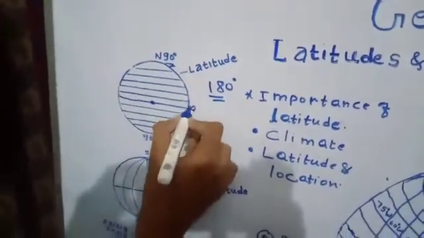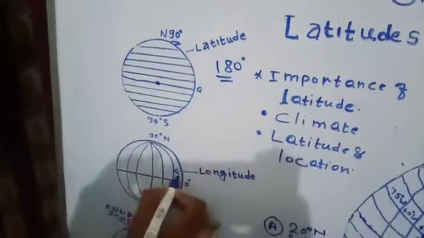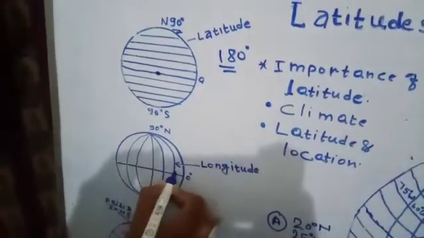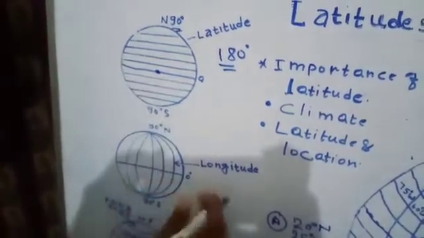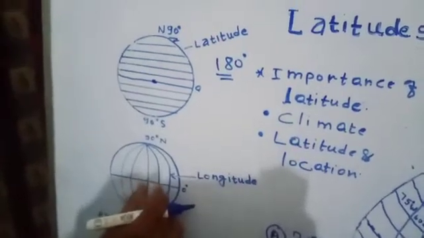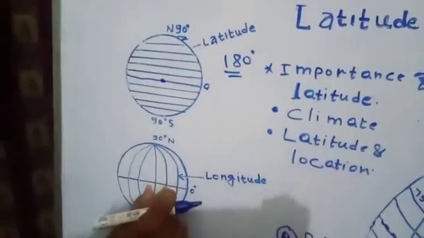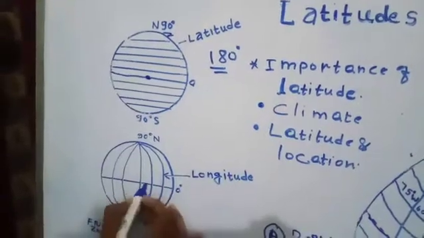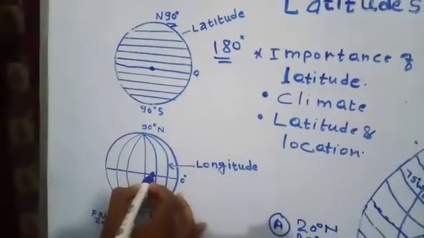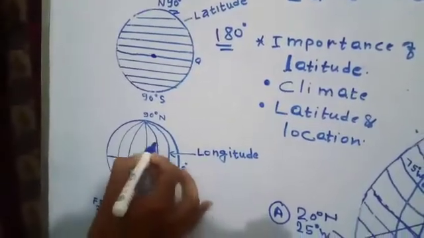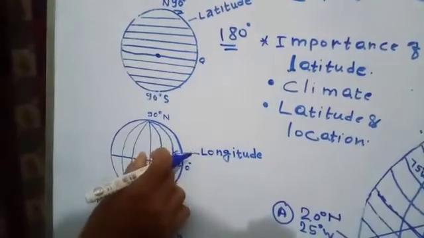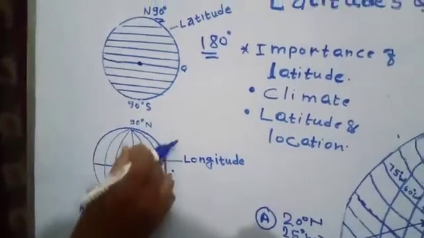Unlike latitudes, the distance between two longitudes is not the same. As you can see, near the equator the distance between longitudes is larger, and as we proceed or move towards the poles, the distance between two longitudes starts decreasing.